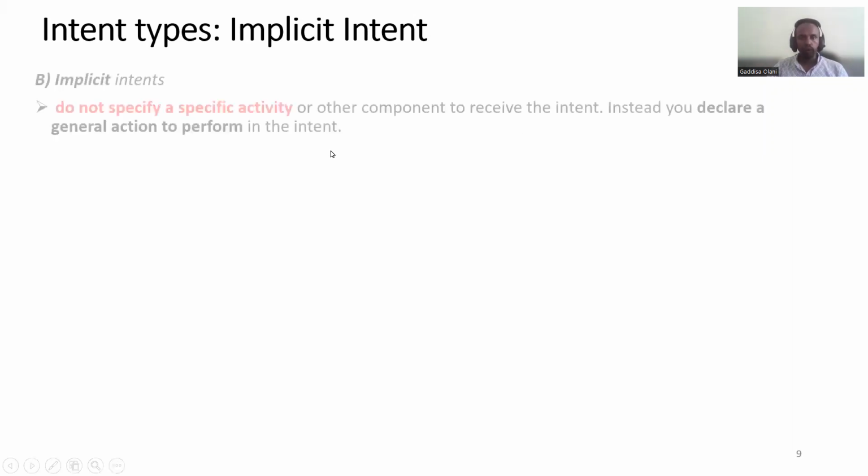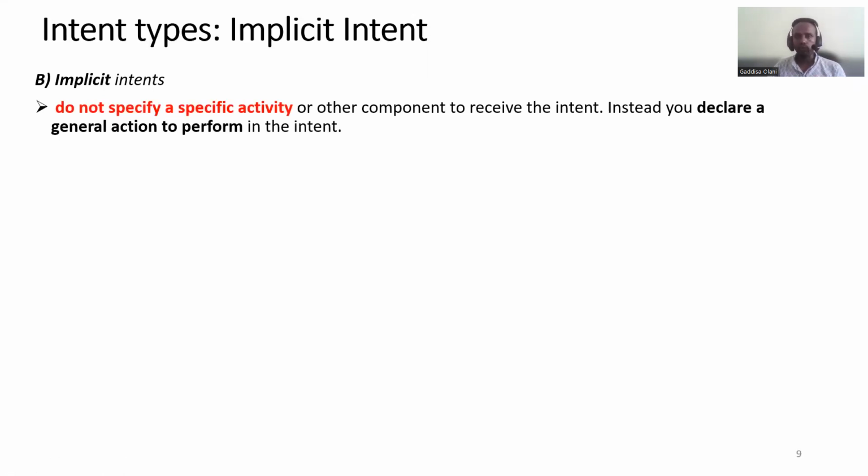Hi. In our last class, we saw how to use explicit intent. In explicit intent, you need to specify the specific activities that you want to launch, yes? But coming to the implicit one, you do not need to specify the activity or other component that you want to execute, and it's up to the Android runtime to figure that out for you.